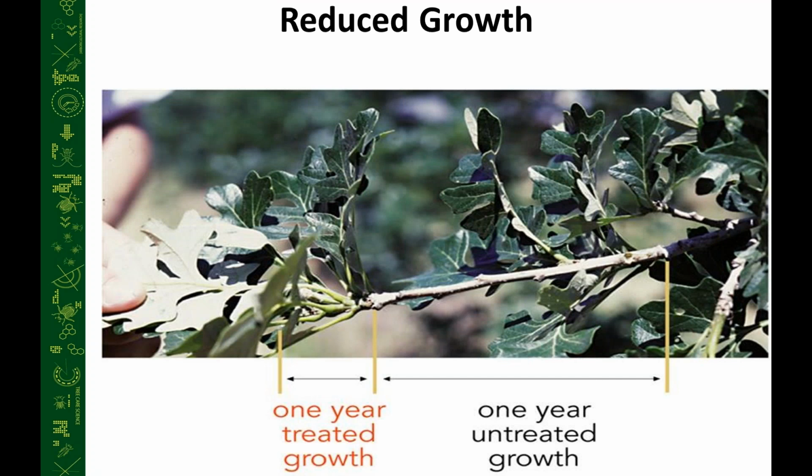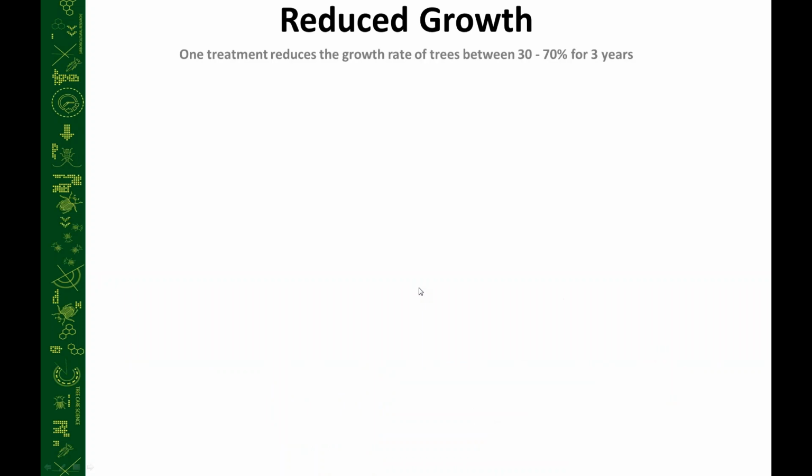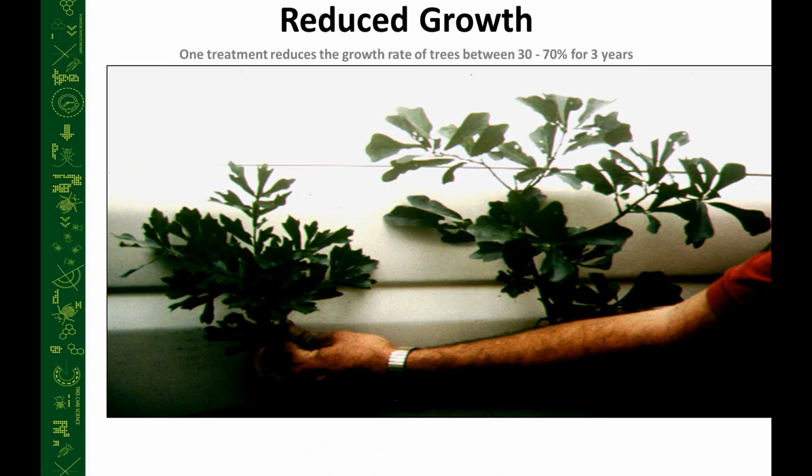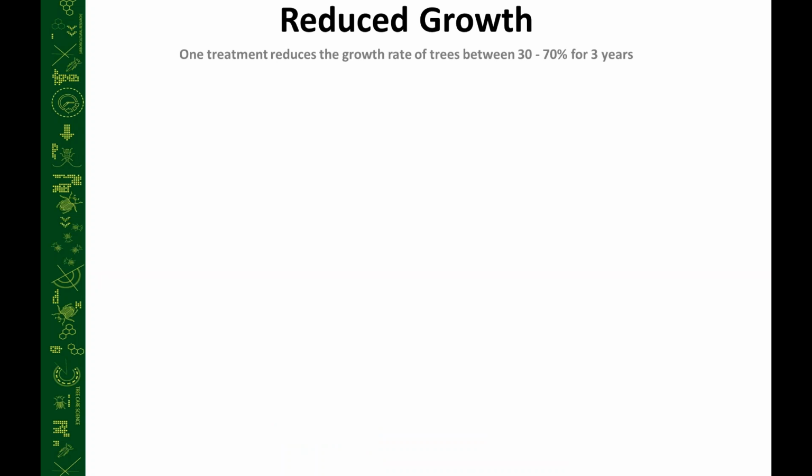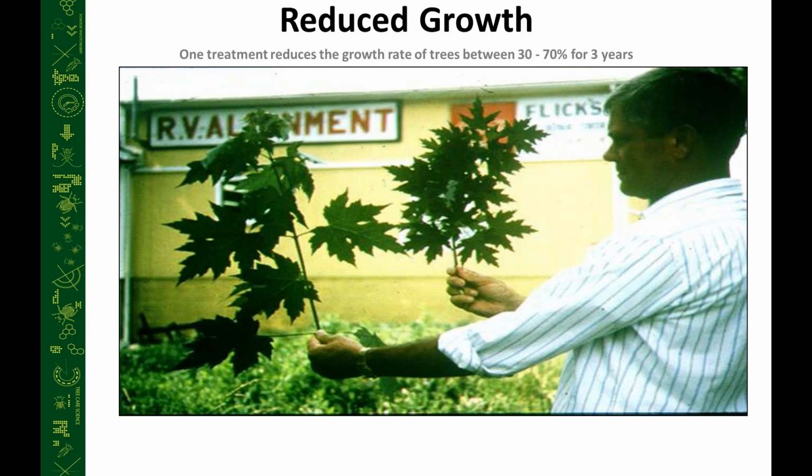And so we've already seen this picture here. You can see this is a bur oak. This is 1 year of growth compared to 1 year of regulated growth. Here we have water oak, again, treated on the left and untreated on the right. Here we have silver maple, again, untreated on the left and this time treated on the right.